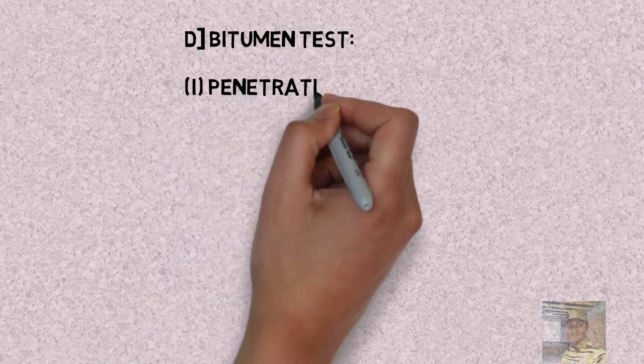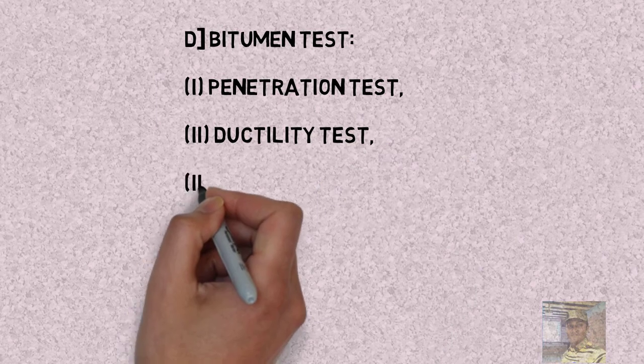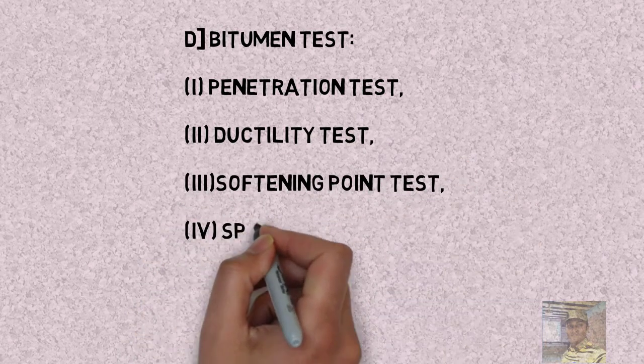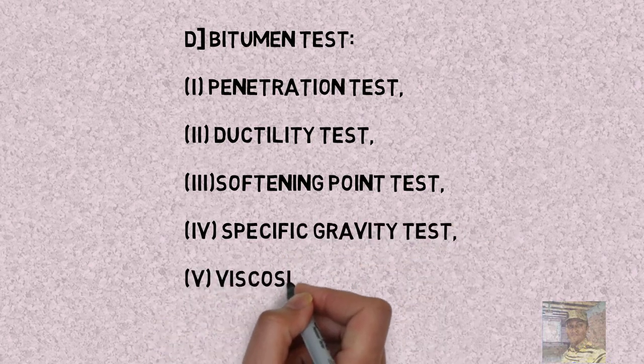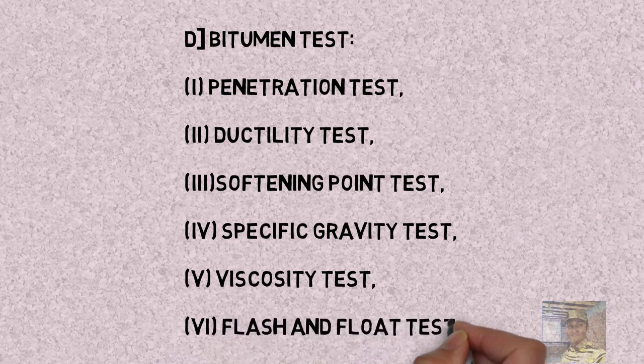Bitumen test. The following tests are usually conducted to evaluate different properties of bituminous materials: penetration test, ductility test, softening point test, specific gravity test, viscosity test, and flash and fire test.